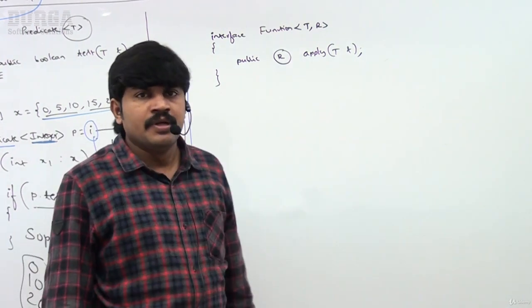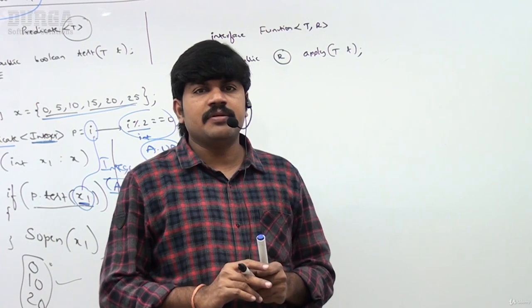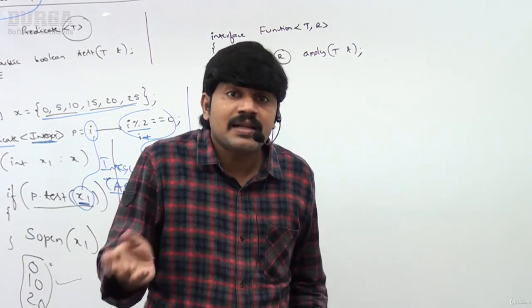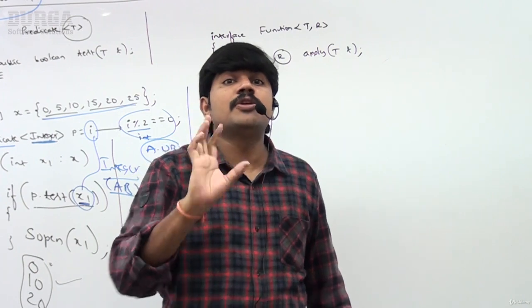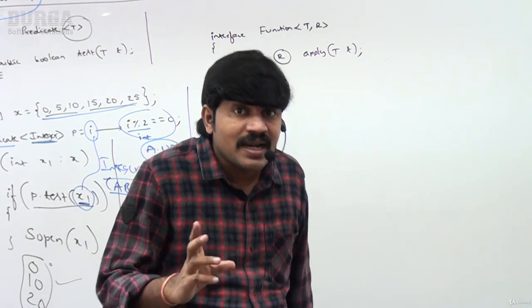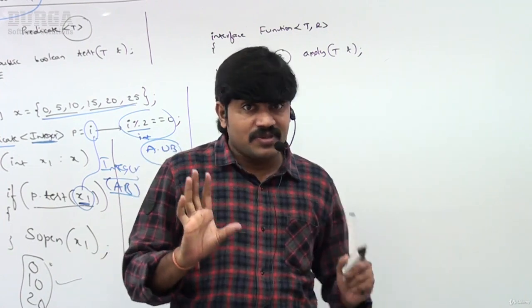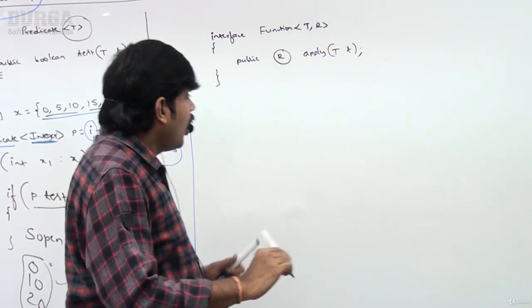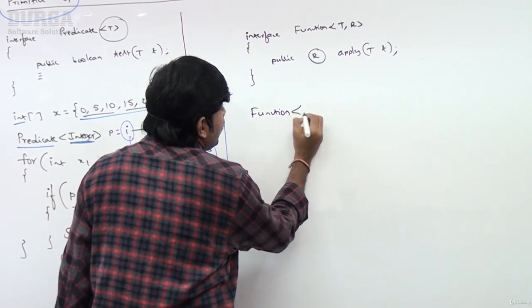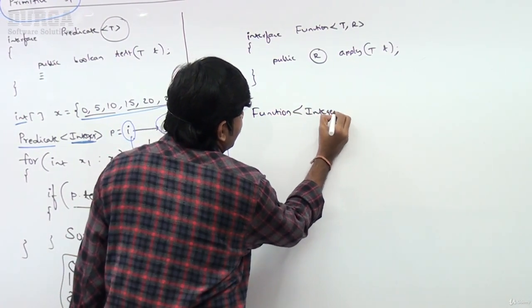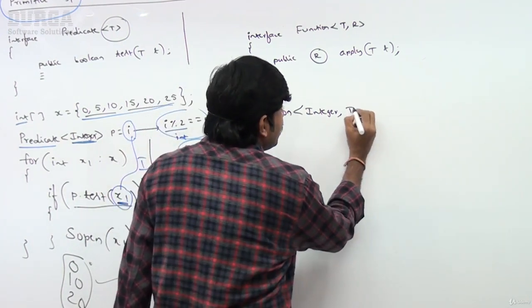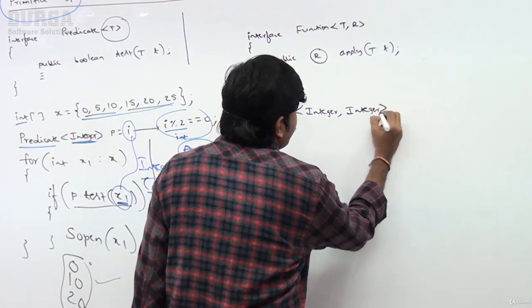Now my requirement: can you please write a function which can take an int value as the argument and return its square value? This is my requirement, right? Which can take one int value and return its square value. How can you write it? Function of Integer, Integer. Input is Integer type. Next, the return type is also the square, meaning Integer only.